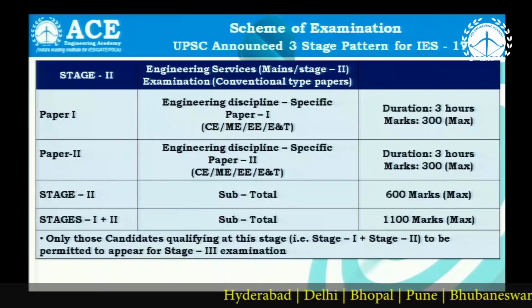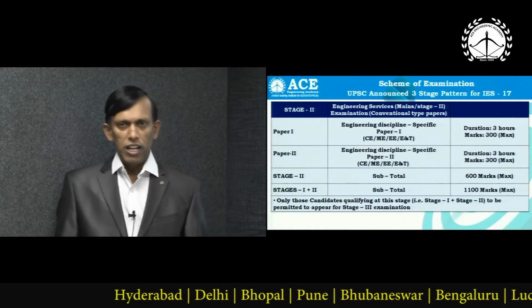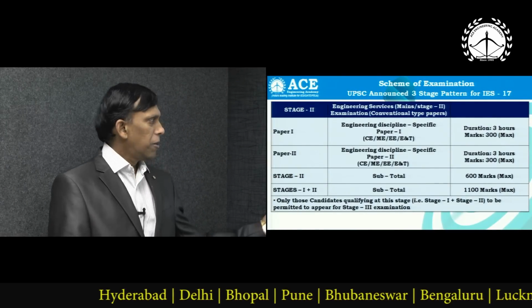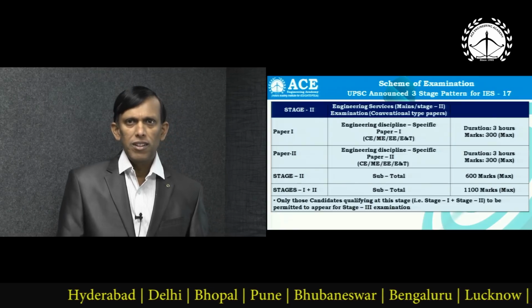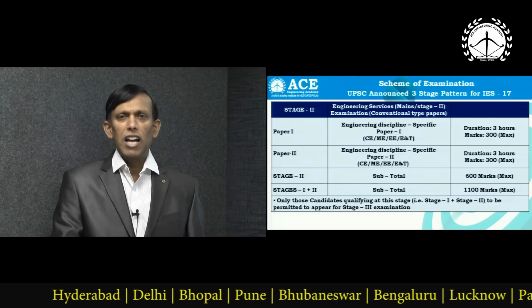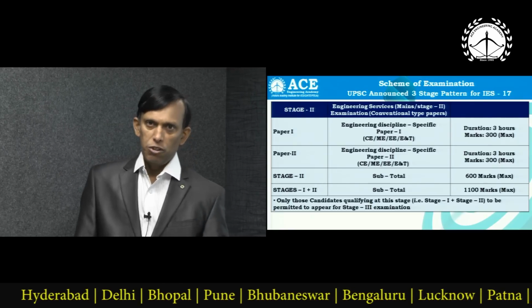Now, let us see stage 2. Whatever technical syllabus was given in stage 1 for paper 2 is now divided into 2 papers. Paper 1 is related to electronics and telecommunication, and paper 2 is also related to electronics and telecommunication. Each paper is allotted 300 marks and 3 hours duration.